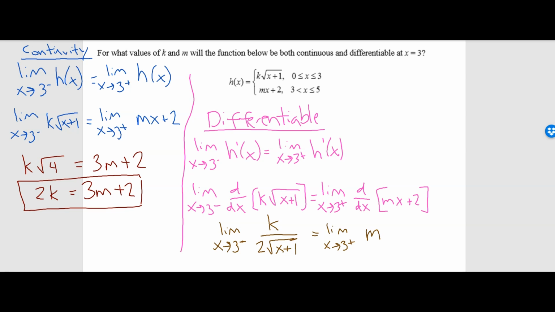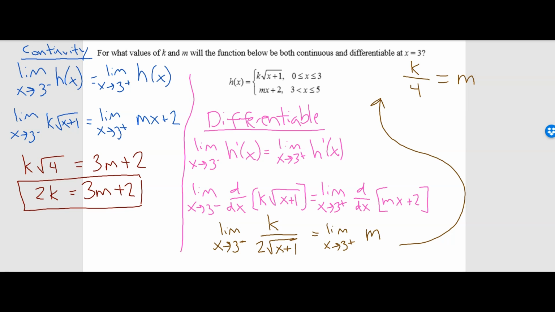Now we're just going to, again, substitute 3 in for x. So I'm going to come up here, and if I substitute in 3 in for x, I get k over, it's going to give me 4. I'm not going to write out every step because I'm running out of room, but it would be 2 times 2 in the denominator, which would give us 4. That is equal to just m, right? If there's no x, there's no place for me to substitute in a 3, and we're left with m.